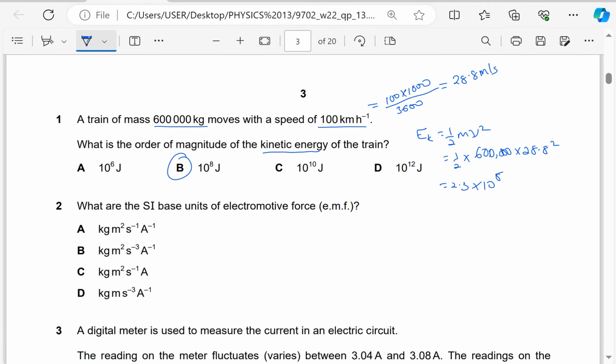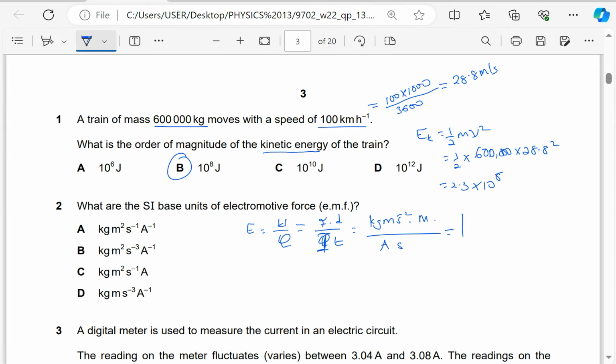What are the SI base units of EMF? Remember, EMF is defined as work done per unit charge, or energy transferred from chemical energy to electrical per unit charge. And remember, work done can also be force times distance, then divided by charge, which can also be I times T. So the unit for force is newtons, or kilogram meters per second squared because it is ma, then times distance, which is in meters. The current is amperes, then times T, which is in seconds.